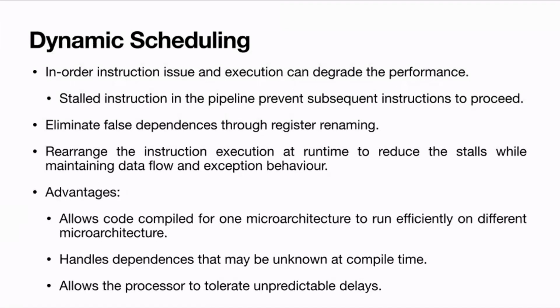The advantage with dynamic scheduling is it allows code compiled for one microarchitecture to run efficiently on a different microarchitecture. What does that mean? For example, Core i7, Core i5, or Core i3 processors all follow the same ISA, instruction set architecture, but the microarchitecture is different. So you can compile the code maybe on a Core i3 processor, but the same compiled code, you can execute on a Core i7 processor.